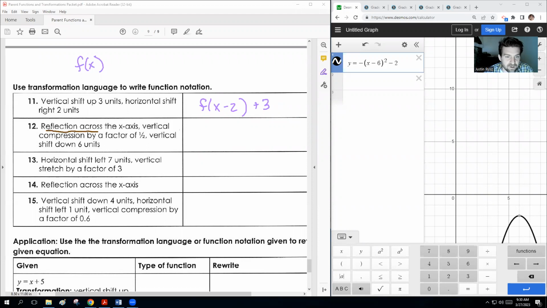Here we go. All right, we're going to reflect it across the x-axis, so we're going to make it negative. Vertical compression of a factor of 1/2, so we'll make it a negative 1/2 on the outside. And then vertical shift down 6, so we're going to subtract 6 on the outside.